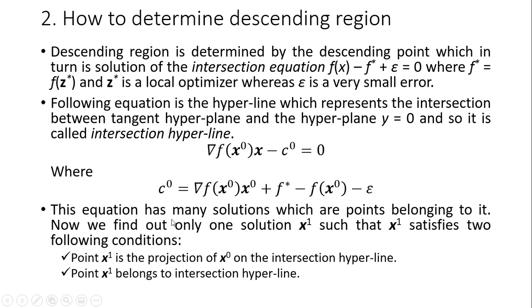This equation has many solutions. Now we find only one solution, S1, such that S1 satisfies two following conditions. First, S1 is the projection of S0 on the intersection hyperline. Second, S1 belongs to the intersection hyperline.